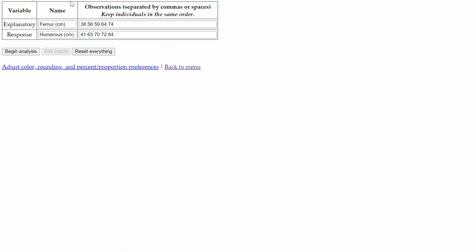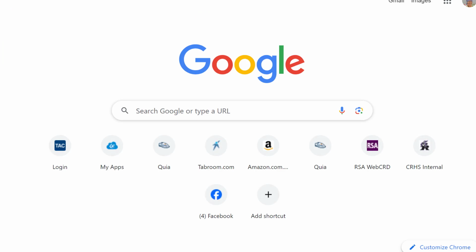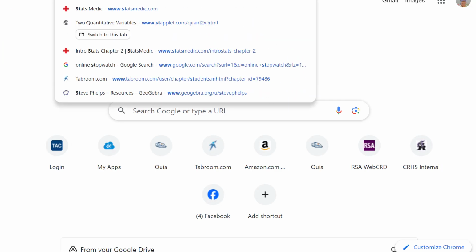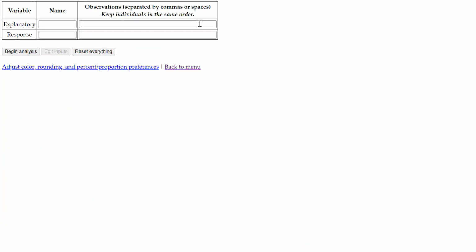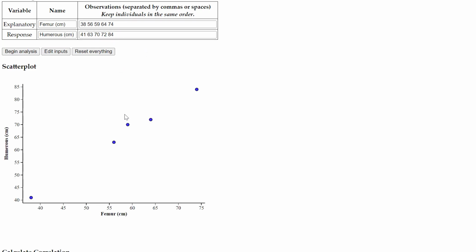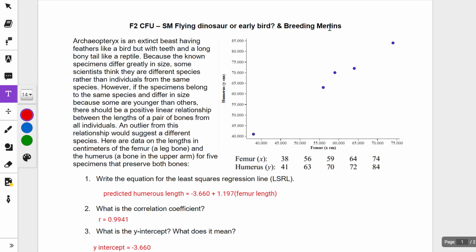I've got a two quantitative variables statlet. Let me make sure you know which one I'm talking about. If you go to statlet.com, this one that says two quantitative variables should look like two rows there. That is what we use for putting in the data. This is the tab I already set up, and I put in the femur data and the humerus data. You can just hit begin analysis, and it shows you the scatter plot, which we had before. That's the same scatter plot I have there.